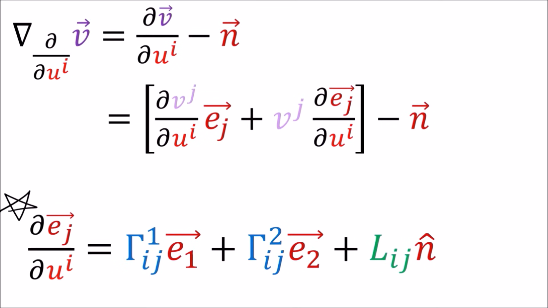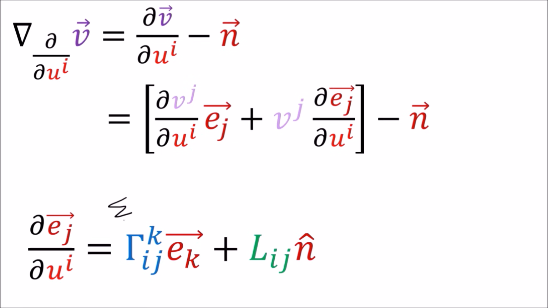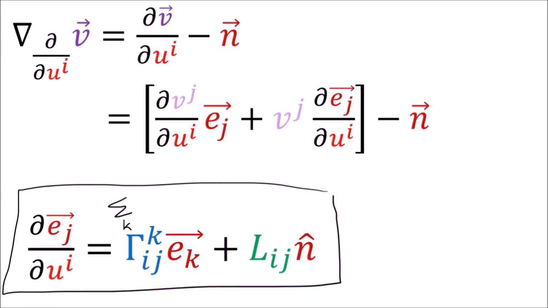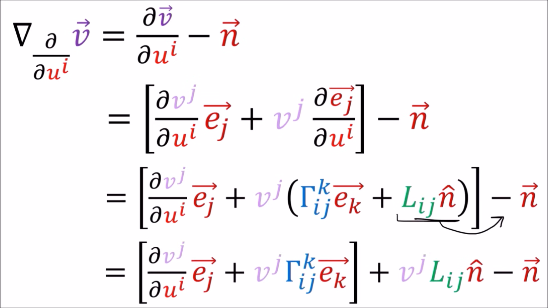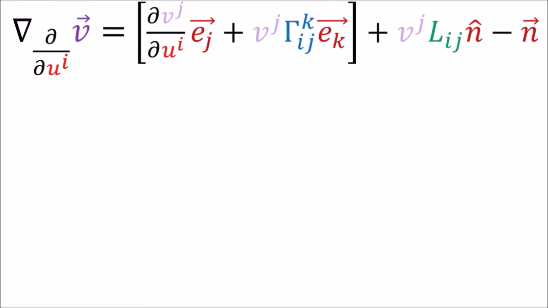And to write this expression more compactly, I'm going to write these two terms with the Christoffel symbols using an Einstein summation over k. And now, if we substitute this into here, we get this. And I'm going to bring this term outside the parentheses to get this. Now, I actually want to factor out the basis vectors from these two terms, but notice one has index j and one has index k.